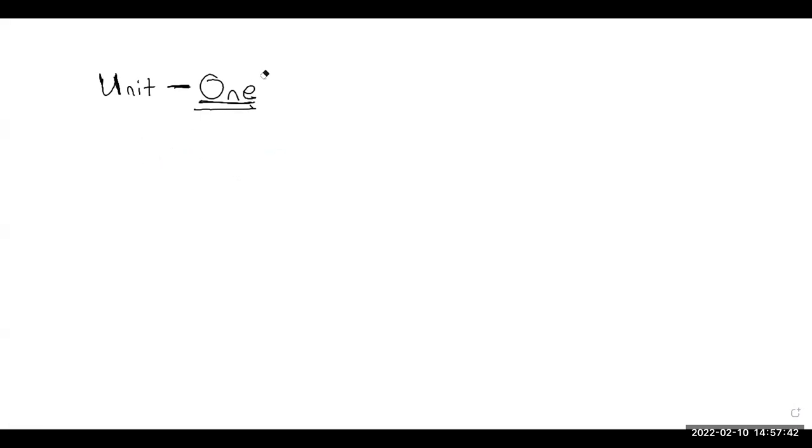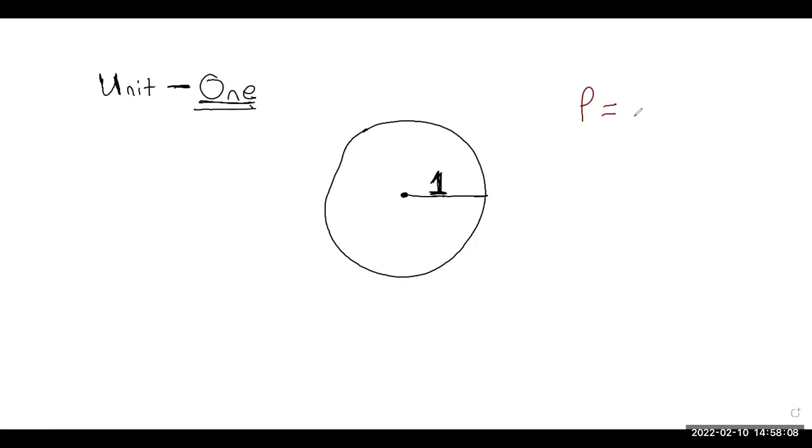So unit is one. So how they came up with this radian idea is they drew a circle, and they said, well, let's consider a unit circle first. This is the unit circle, and the unit circle would therefore have a radius of one. Now, the perimeter of a circle is what? It's the same as the circumference. So what's the formula? 2 pi r, very good. So realize for a unit circle, the perimeter would just be 2 pi.